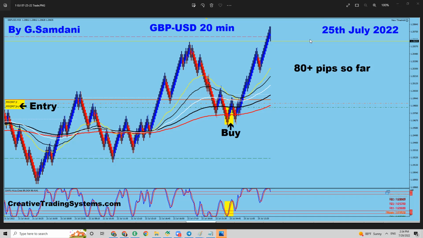So let's get started. The week started on the 25th, Monday. This is the first trade, pound USD from the 20-minute chart, 80 pip. This is the entry right here. Buy order is here, SL moved to break even plus. Every single trade is by the book, by the setup, nothing without the setup. All right, so this is pound USD.